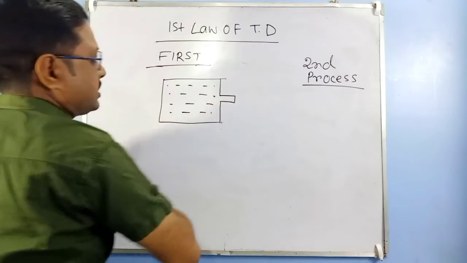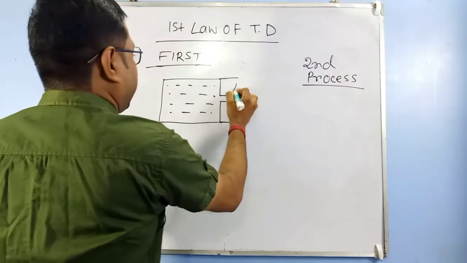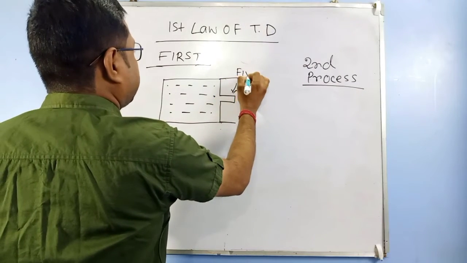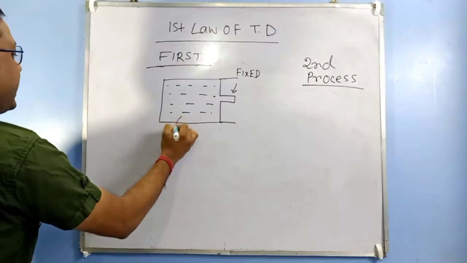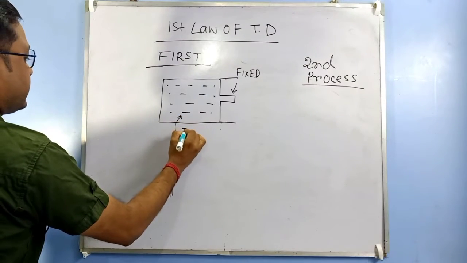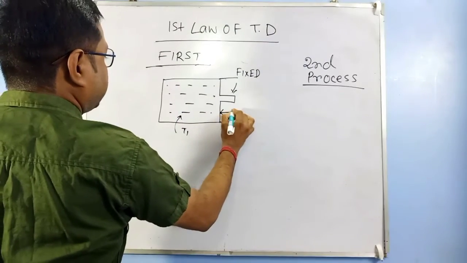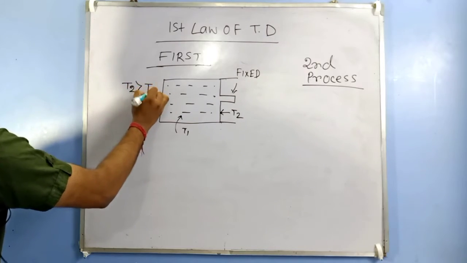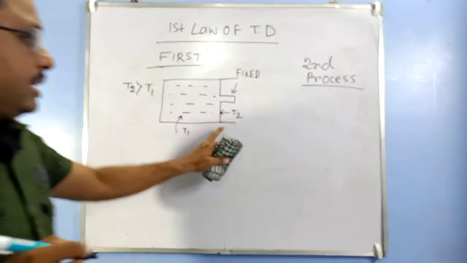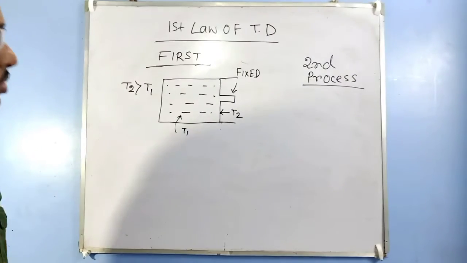The gas is enclosed in the cylinder, and here the piston is fixed. The temperature of the gas molecules is T1 and the temperature of the wall of the container is T2, where T2 is greater than T1. That is, the temperature of the container wall is greater than the temperature of the molecules.